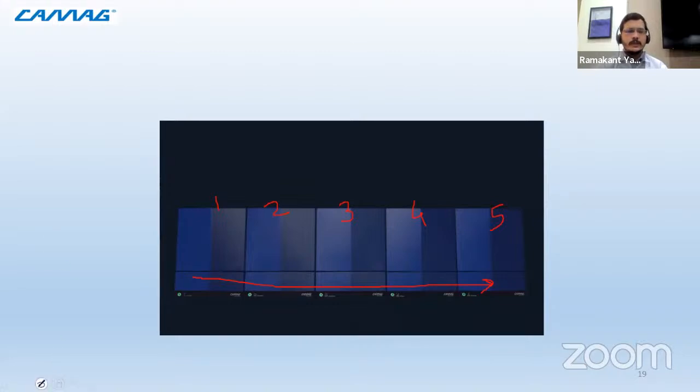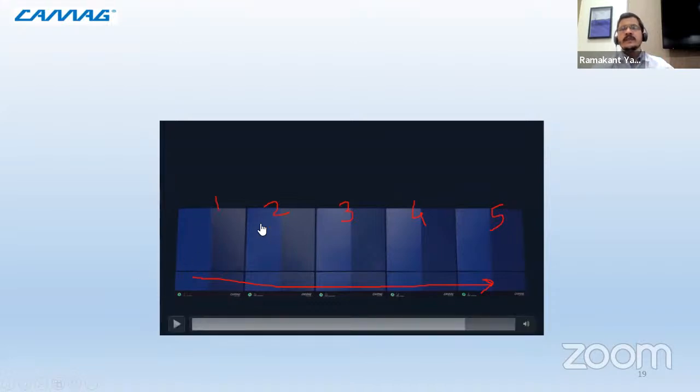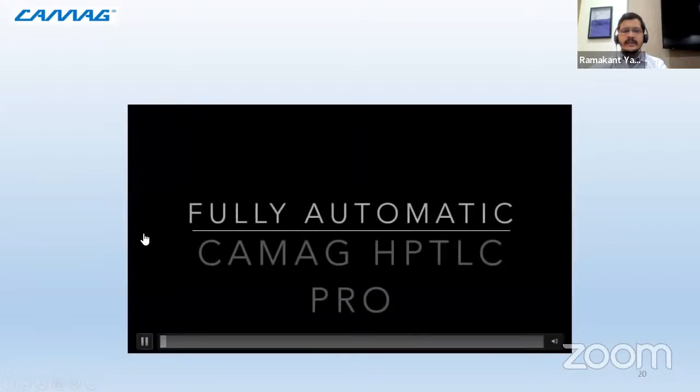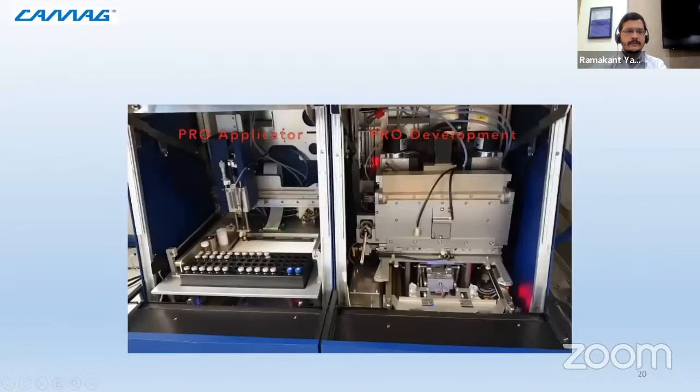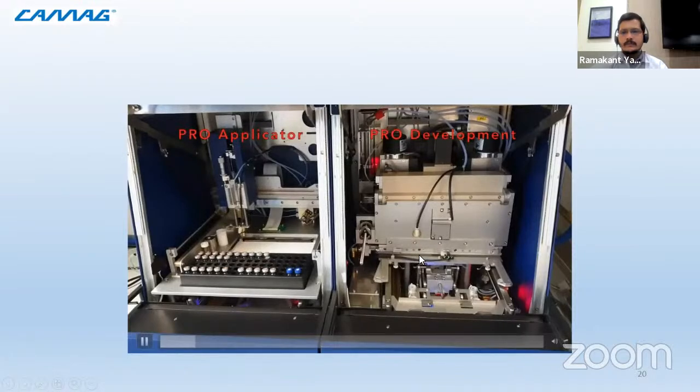I will show you the operation of 2 modules in this system, that is module number 1 and module number 2, sample application and development module. You can see that operation from our laboratory live here. This video we have made to show you the glimpse of HPTLC Pro system, how it is working automatically, fully robotic.